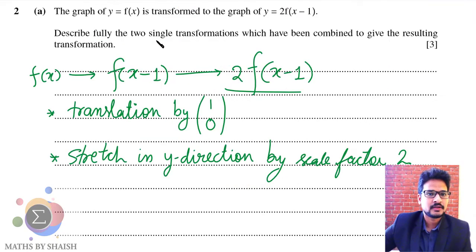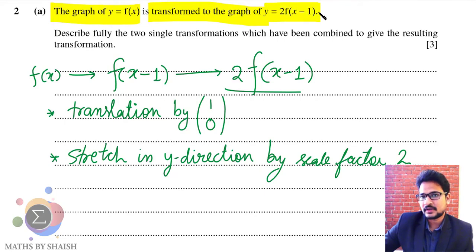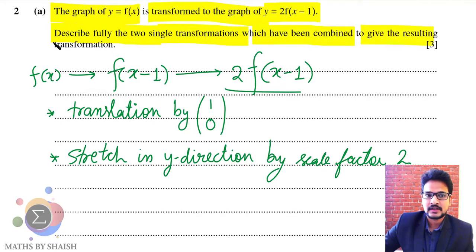And here's the second question, part A. The graph of y equals f(x) is transformed to the graph of y equals 2 times f(x minus 1). Describe fully the two single transformations which have been combined to give the resulting transformation. So from f(x), how did we get 2 times f(x minus 1)? First of all, f(x) becomes f(x minus 1), and then we multiply by 2.